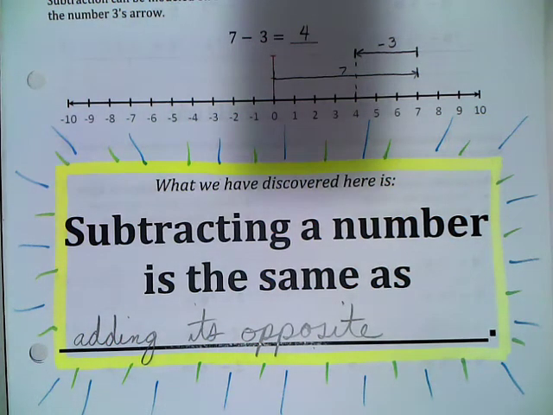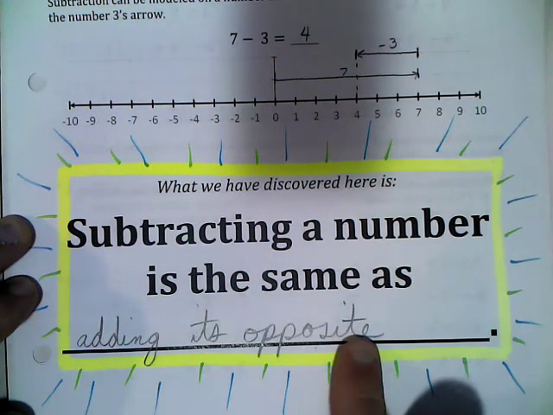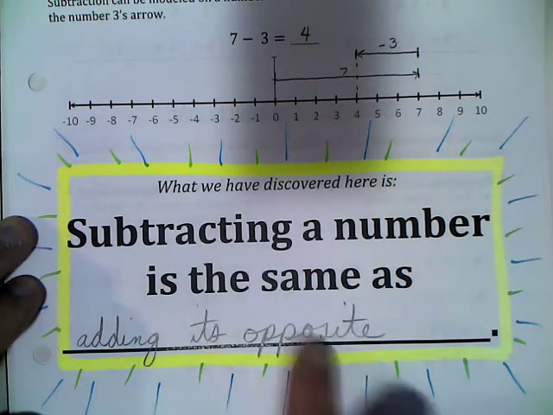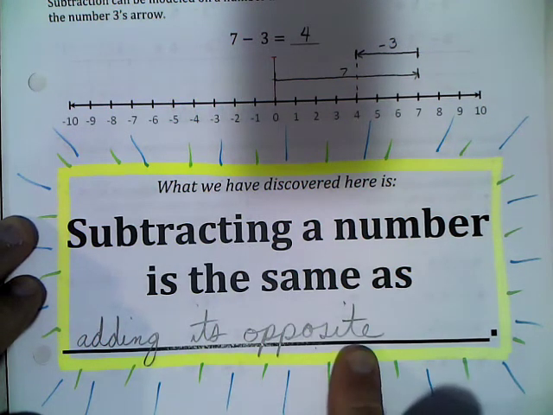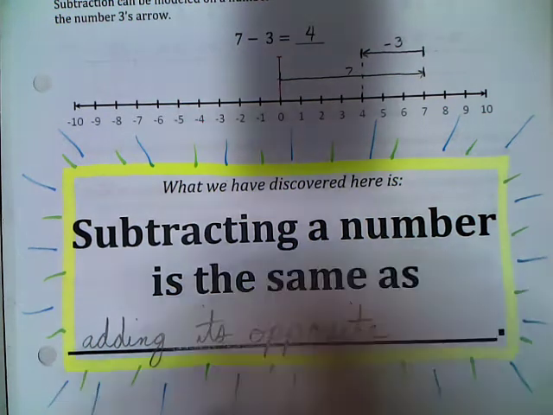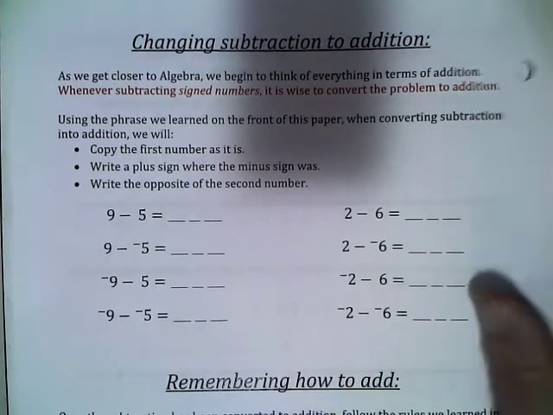This is a phrase that I actually would like you to memorize. Okay, subtracting a number is the same as adding its opposite. So it's the number that we are subtracting that will become its opposite. So with that being said, let's go ahead and flip the paper over to page 2. So changing subtraction to addition.